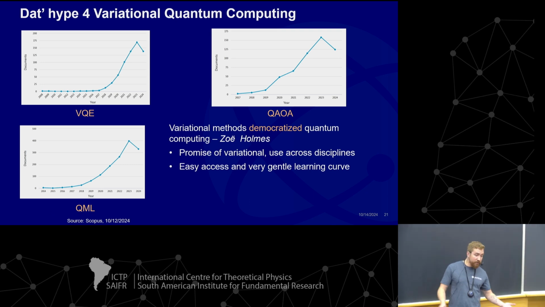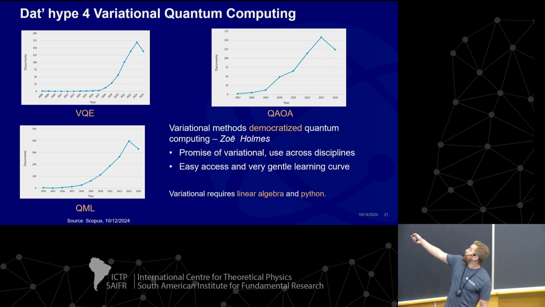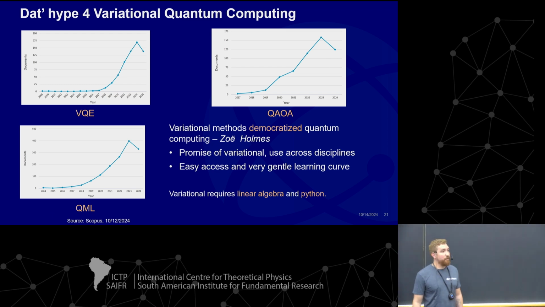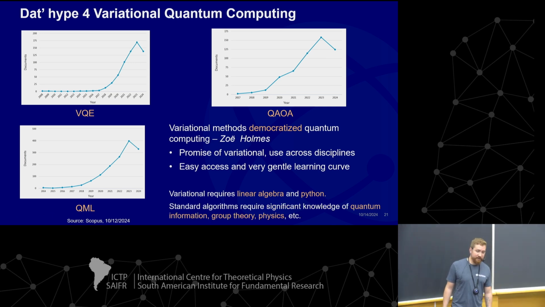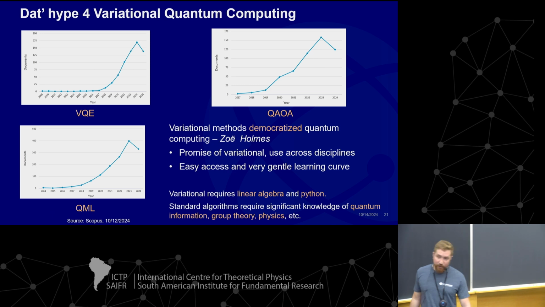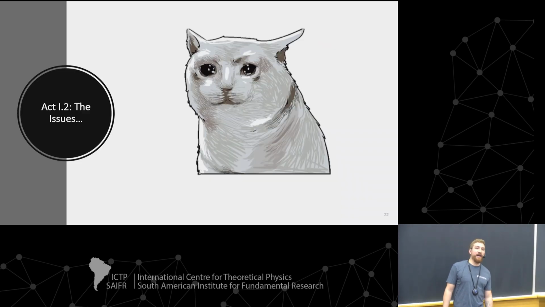It has promise across multiple disciplines. There's very easy access to it, a very easy learning curve. You just need to know a little bit of linear algebra and Python, and you're ready to hit the ground running with variational algorithms. If you wanted to, say, maybe work on optimizing better Trotterizations for simulation algorithms, well, this is going to require likely a lot of knowledge of quantum information, group theory, and physics. So there is definitely a gap between this kind of machine learning approach to algorithms and the standard programming approach to algorithms. But of course, if something seems too good to be true, it probably is, because this paradigm has so many issues that we will discuss now.